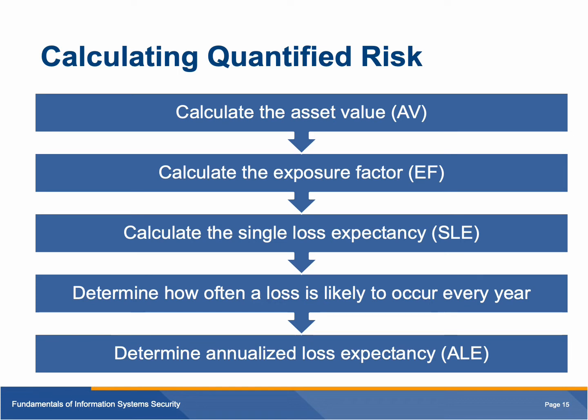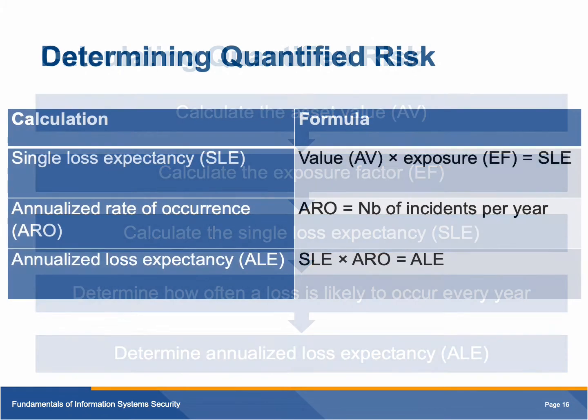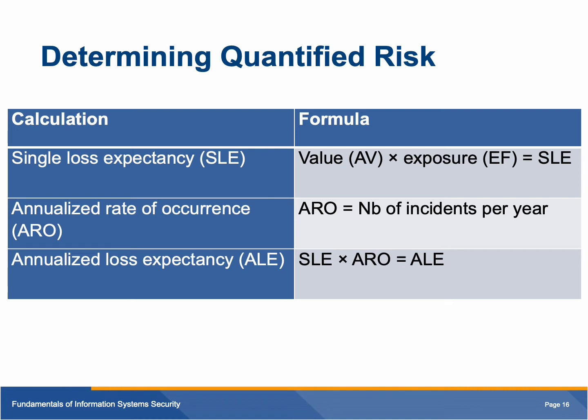If the SLE is 1,000, then the ALE is only 100, so 1,000 multiplied by 10%. On the other hand, if the ARO is 20, indicating the event is likely to occur 20 times every year, then the ALE is 20,000, or 1,000 times 20. So that is one method to use: taking the asset value and multiplying it by the exposure factor to get the single loss expectancy, then figuring out the annualized rate of occurrence, and multiplying the SLE by the ARO to get the annualized loss expectancy. That is a measure that we can use in a quantitative risk assessment.